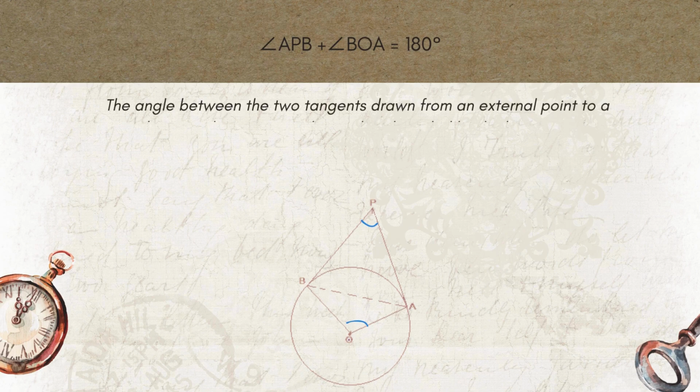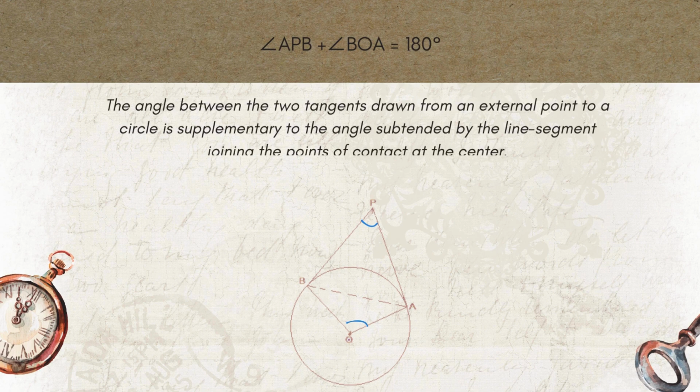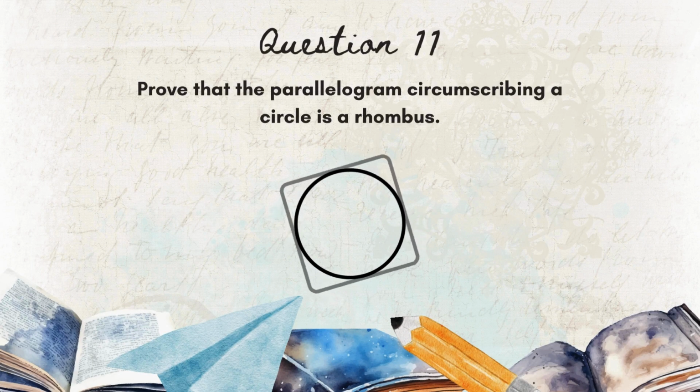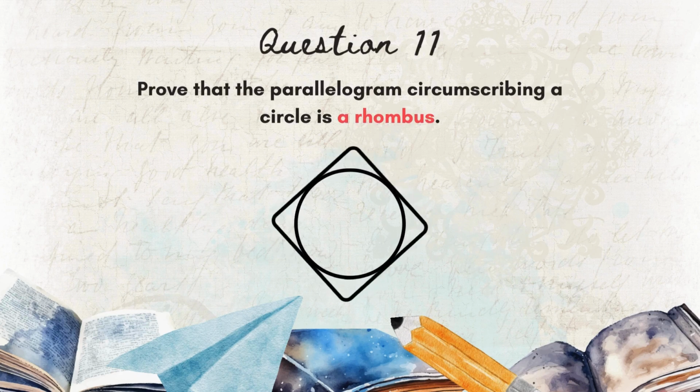That is, the angle between the two tangents drawn from an external point to a circle is supplementary to the angle subtended by the line segment joining the points of contact at the center. Question 11. Prove that the parallelogram circumscribing a circle is a rhombus.